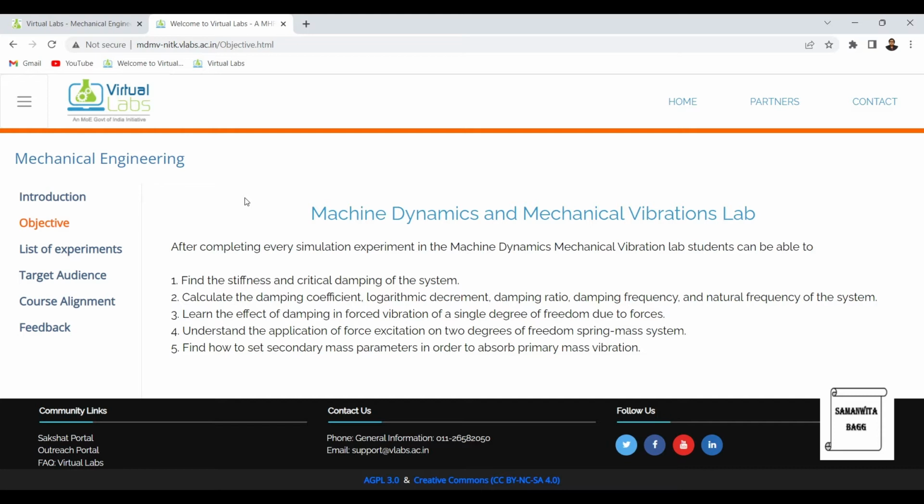You will also be able to learn the effect of damping in forced vibration of a single degree of freedom due to the forces acting on it. Understand the application of force excitation on a 2 degree of freedom spring mass system. Find how to set secondary mass parameters in order to absorb primary mass vibration. This is a very common phenomenon that there are certain masses added to absorb the vibration which is created by the first mass. There is something called a tuned mass system.